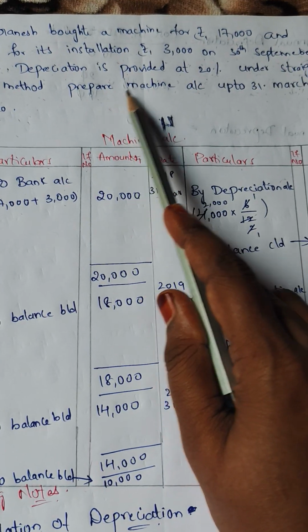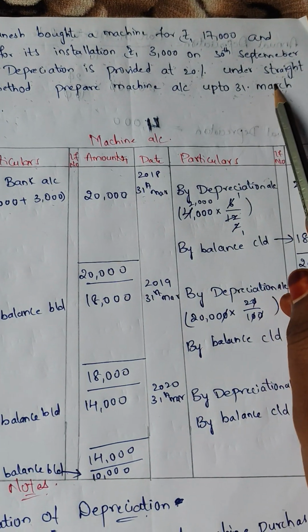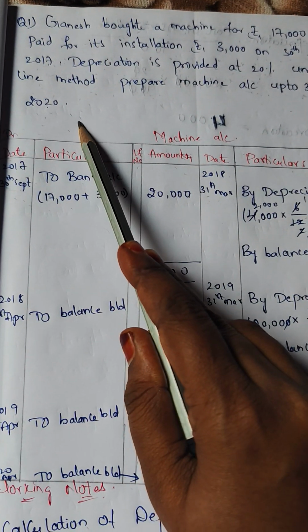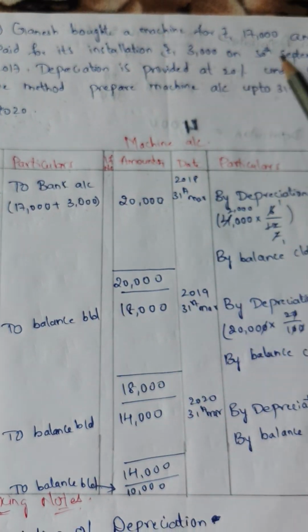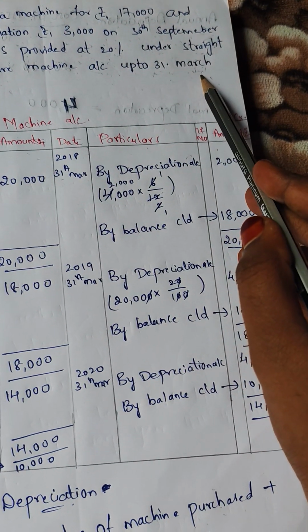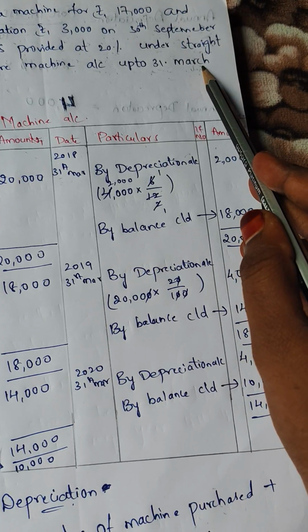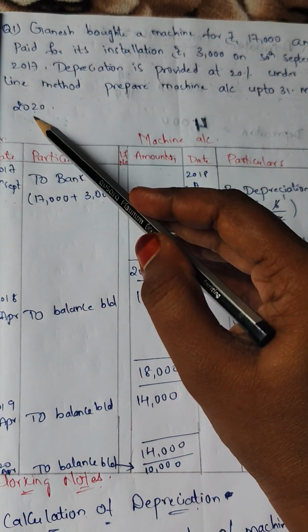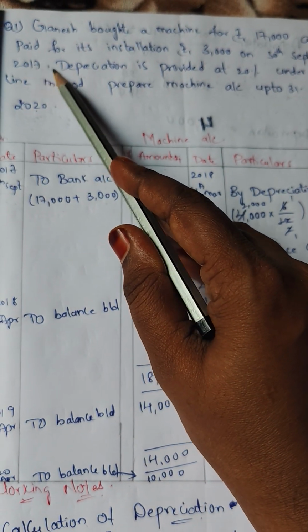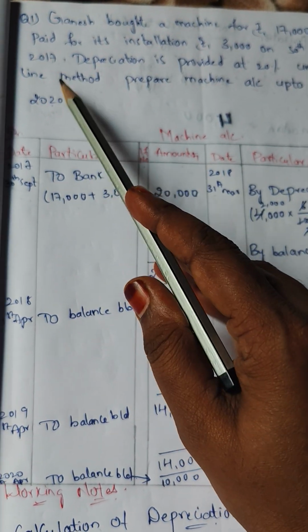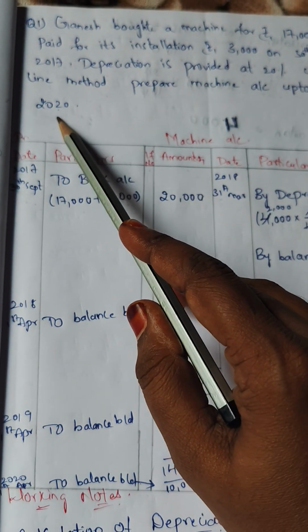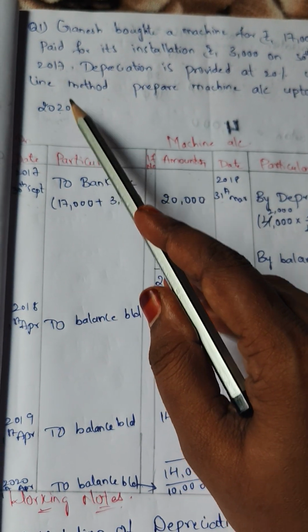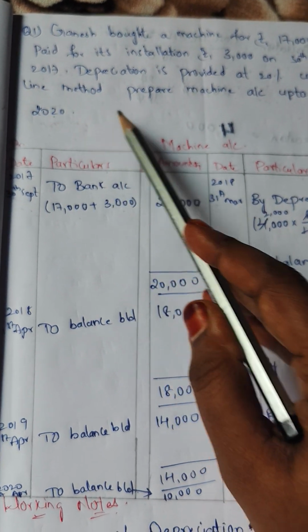Next, see here, prepare machinery account up to 31st March 2020. It means Ganesh is following the financial year. 31st March is nothing but the financial year, and he is following 3 years. See, in 2017 he purchased that machine and he used that machine up to 2020. It means 3 years of accounts we have to prepare here.